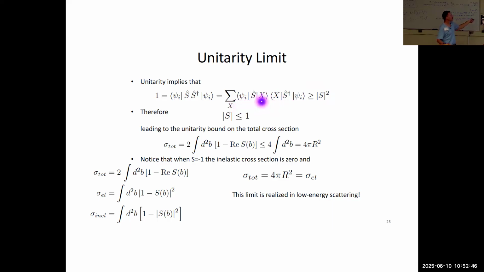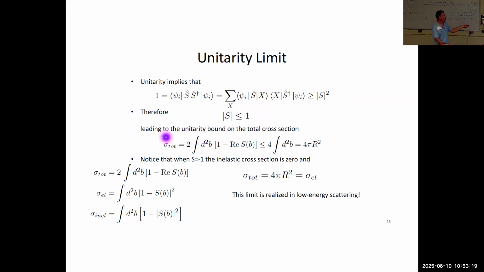And for each of those states, we have a matrix element squared, so we have other positive terms in the sum, which apart from this S squared, therefore we have an inequality. The sum is greater than or equal to the absolute value of S squared. And so we see that 1 is greater than or equal to the absolute value of S. That means S should be less than or equal to 1. So that's a true unitarity bound on the S matrix, that the matrix element of the S matrix should be less than or equal to 1 in absolute value.